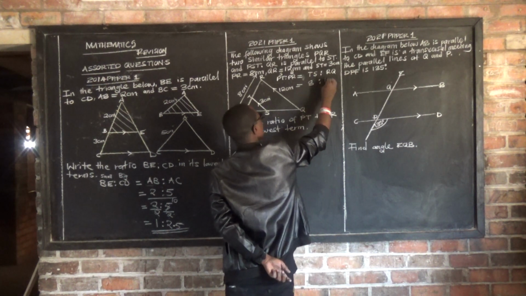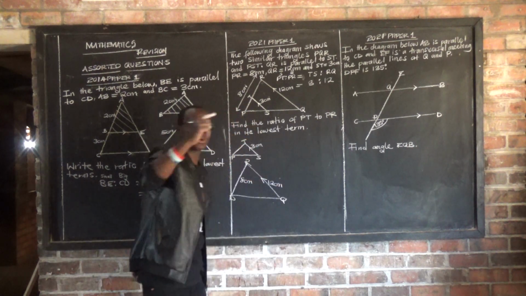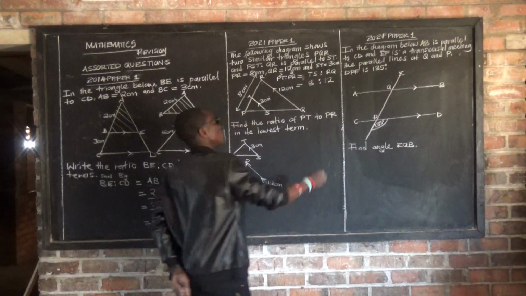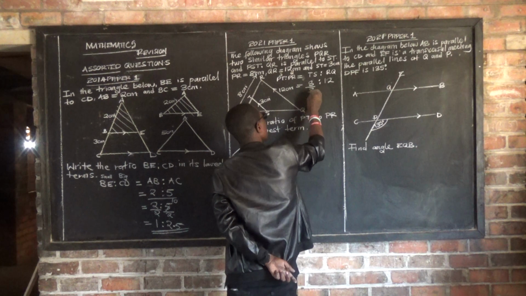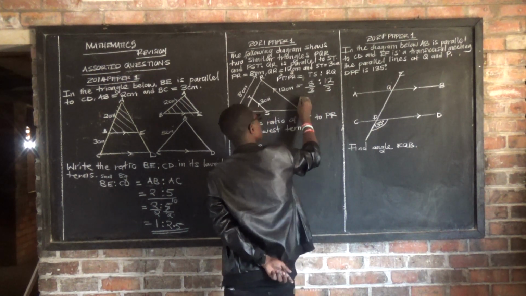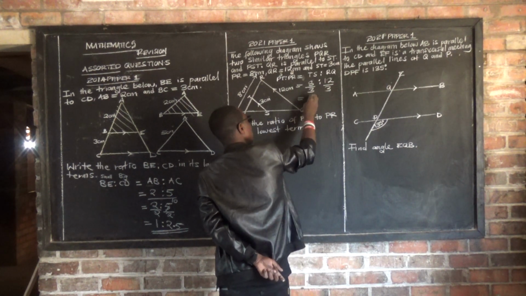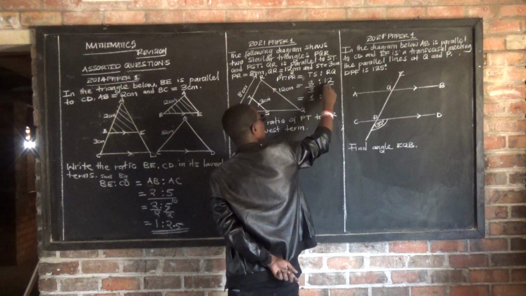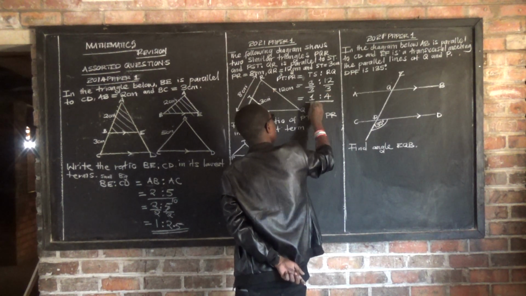RQ 12. But they're saying in this low scale. Right? Yes. So you can say over 3, over 3. So 3 into 3 is 1. Then 3 into 12 is 4. So this is the answer.